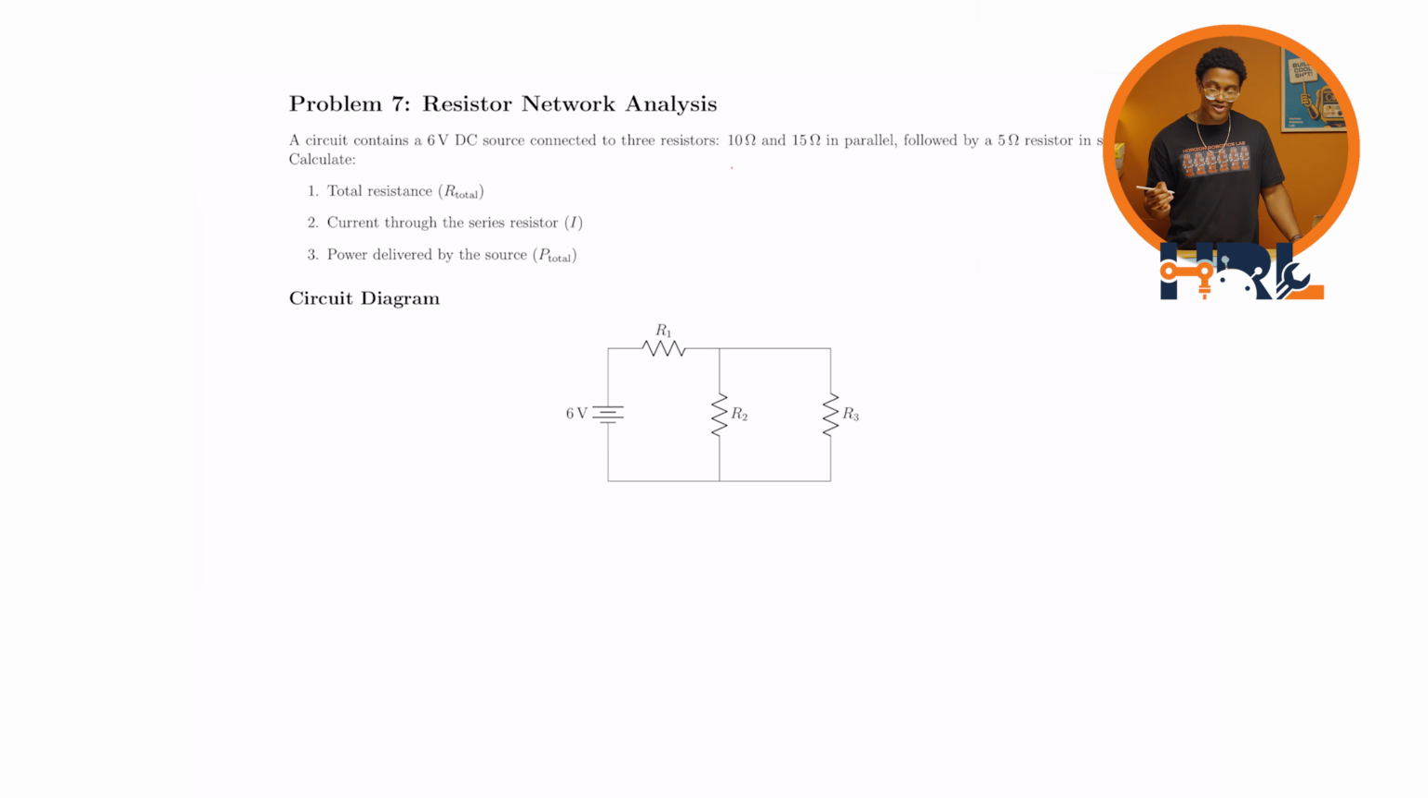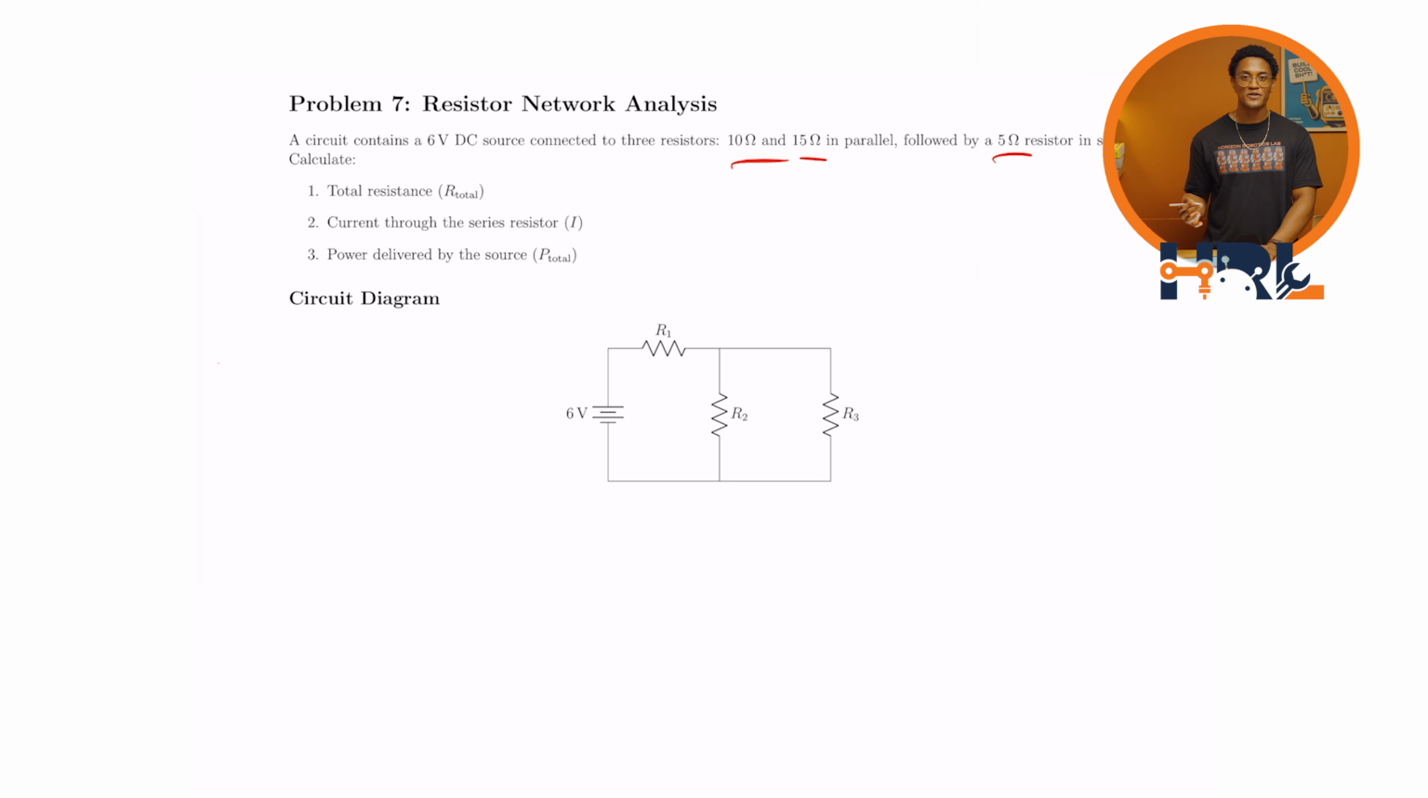We have a resistor network analysis problem, and the statement says we have a 6-volt source connected to 3 resistors, 10 ohms and 15 ohms in parallel, followed by a 5 ohm resistor in series. They want us to calculate the total resistance, the current through the series resistor, and the power delivered by the source, or P total. Let's jump right in.